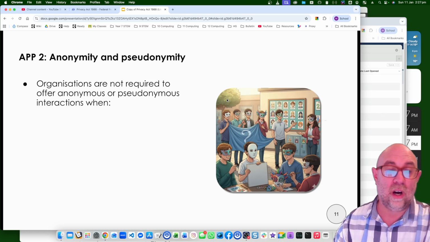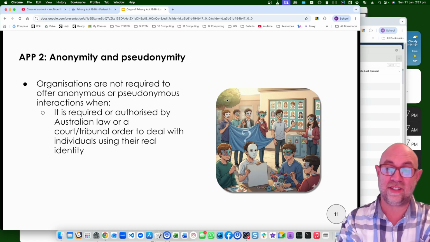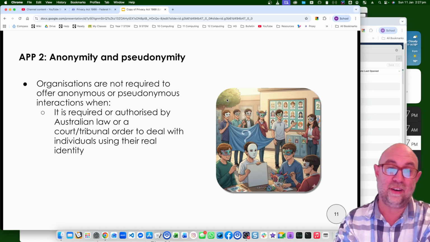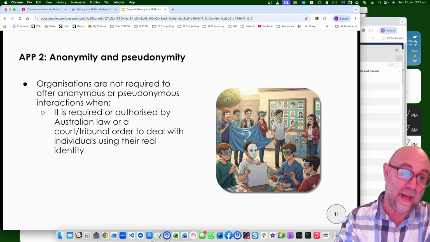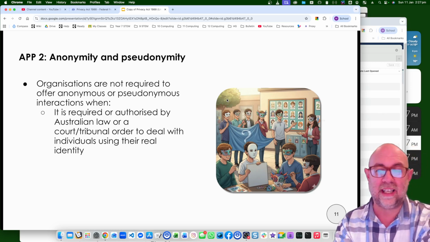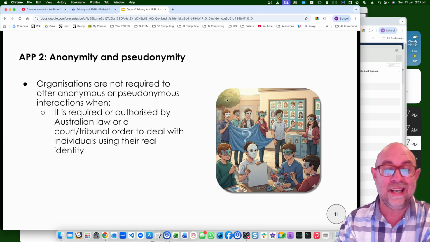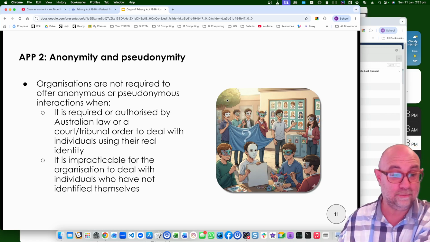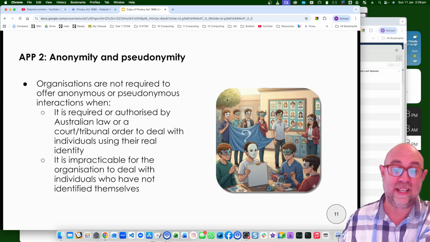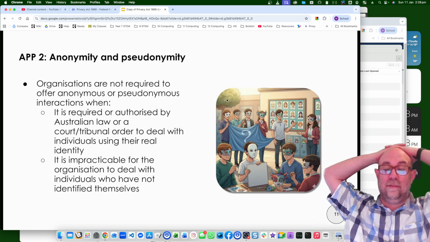Now, they're not required to do this when they're required by Australian law. So, for instance, if you're getting a driver's licence, they're required to confirm who you are. Likewise with a passport, when you're getting a mobile phone, when you've got a bank account, there's all sorts of things where we say, listen, there's a legitimate interest, government interest, in knowing exactly who you are, and it's often to do with law enforcement and safety. Or it's impracticable for the government or for the organisation to deal with somebody who hasn't identified themselves.